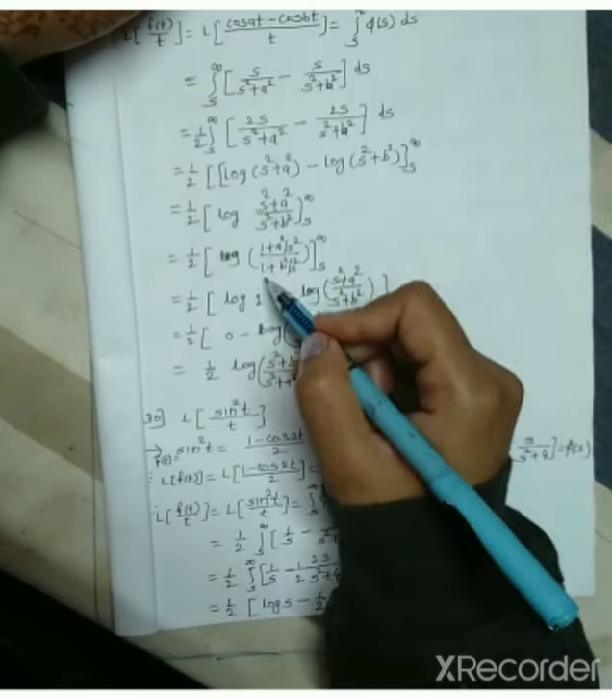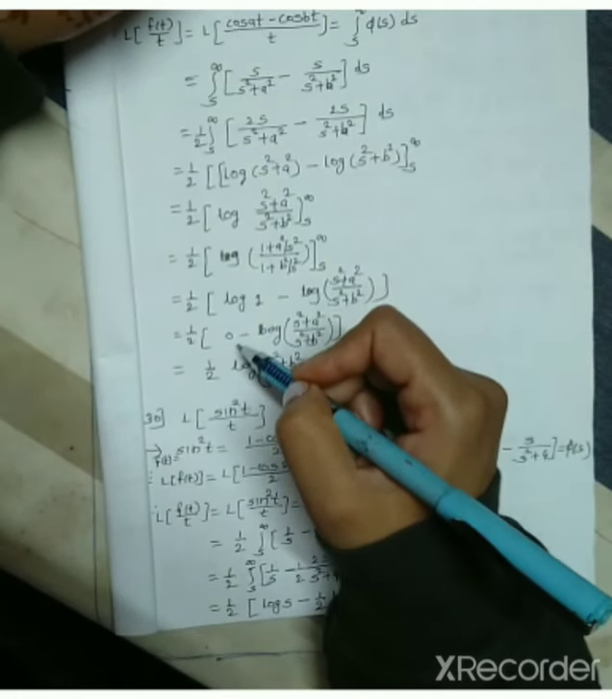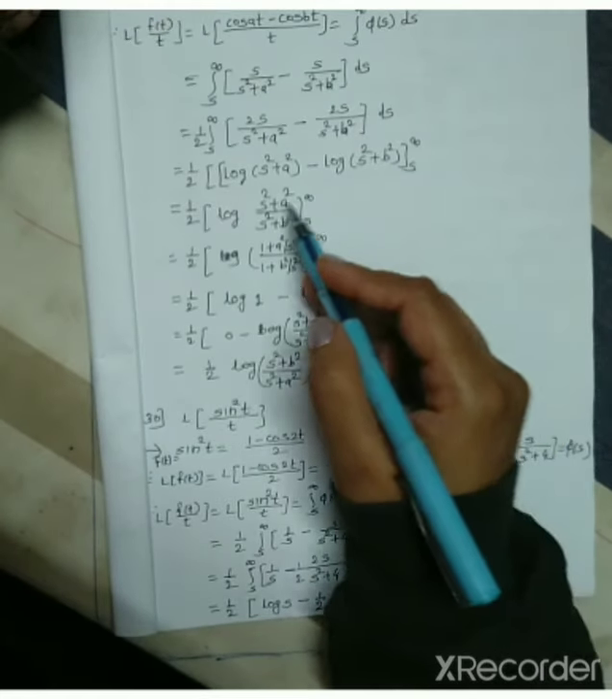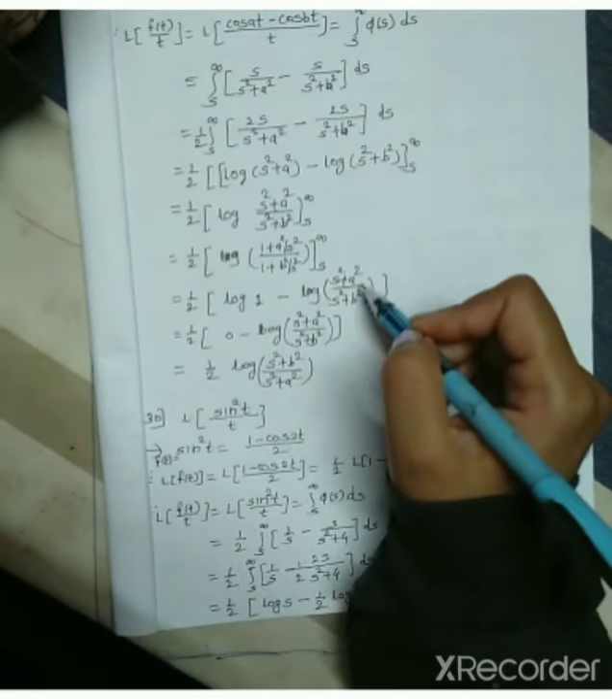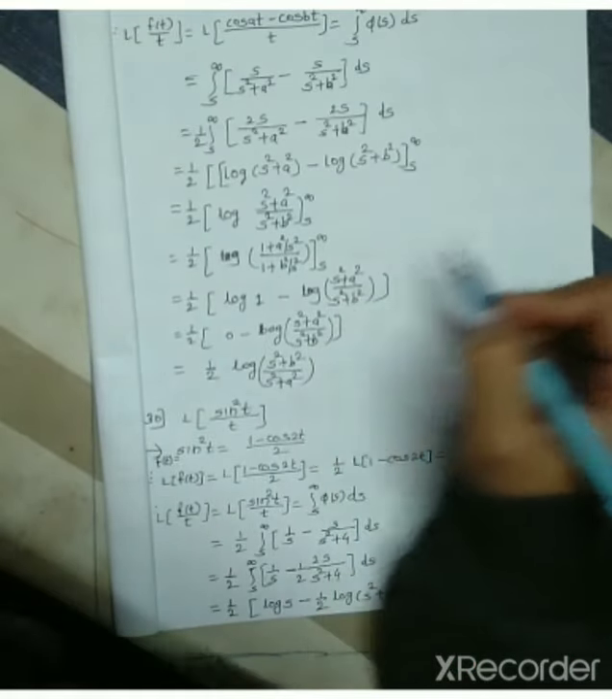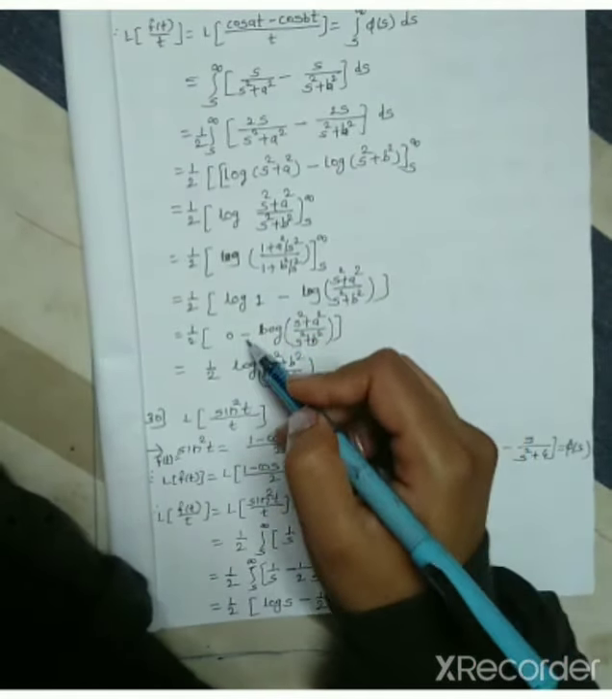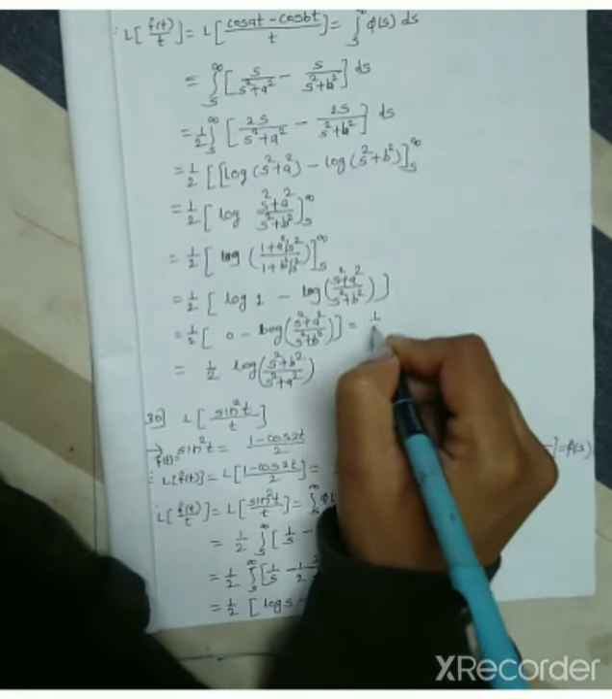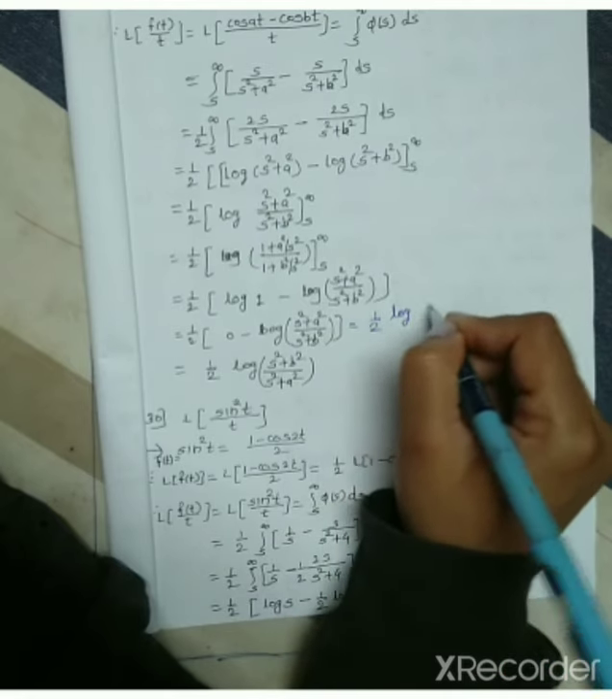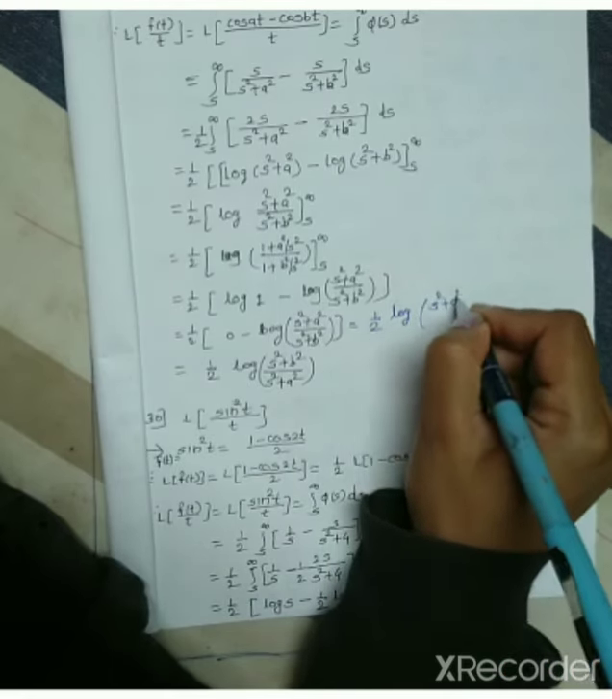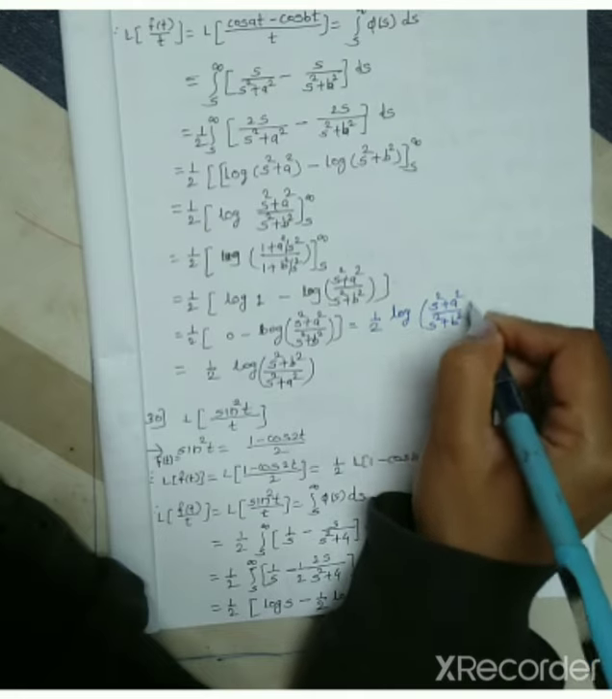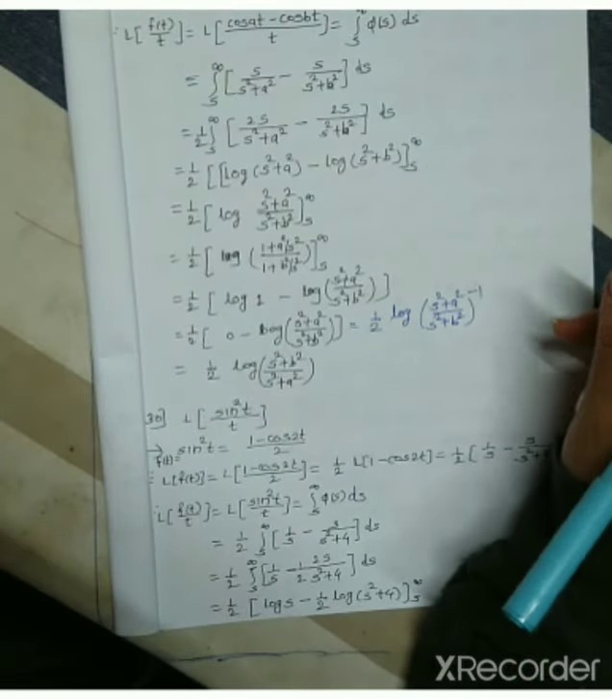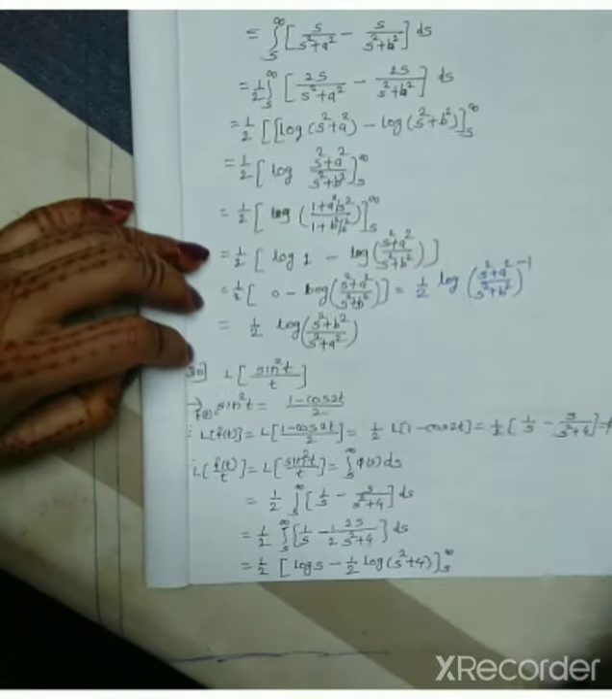We get here log 1 at the upper limit, that is 0, and minus the lower limit, s to s. Okay, just put the earlier step expression only. You don't need to put this expression here. That's why log 1 is 0. Again here minus 1 take on upper side. We get here half log of s square plus a square upon s square plus b square, inverse. Right? Inverse means just flip the numerator and denominator. Okay.